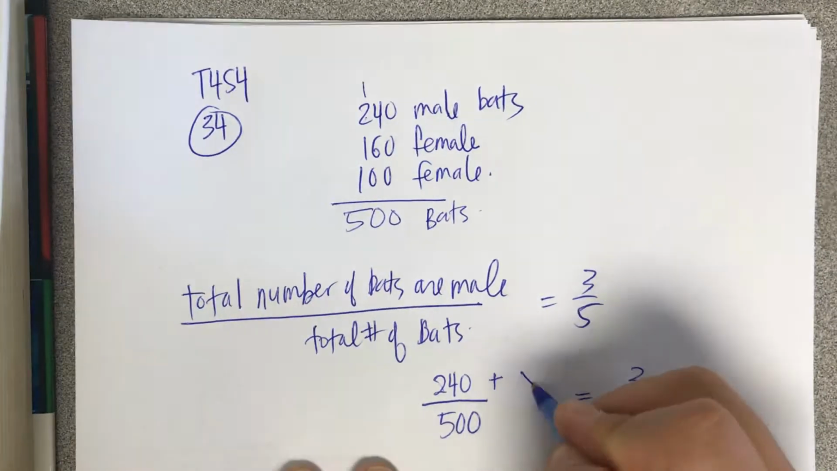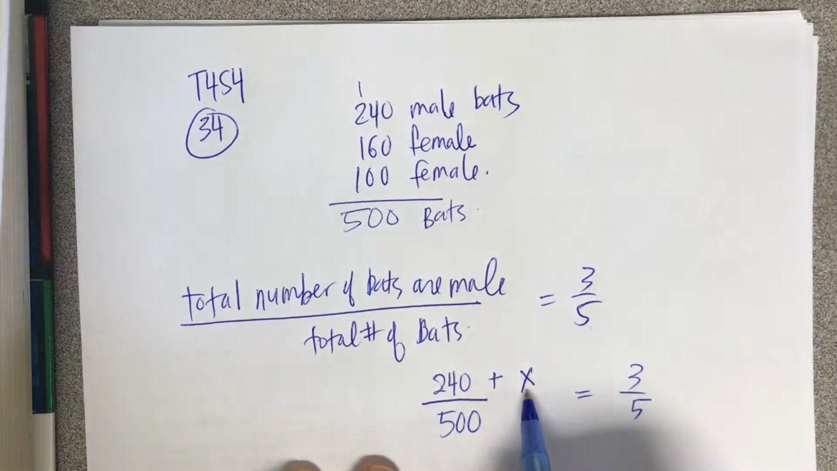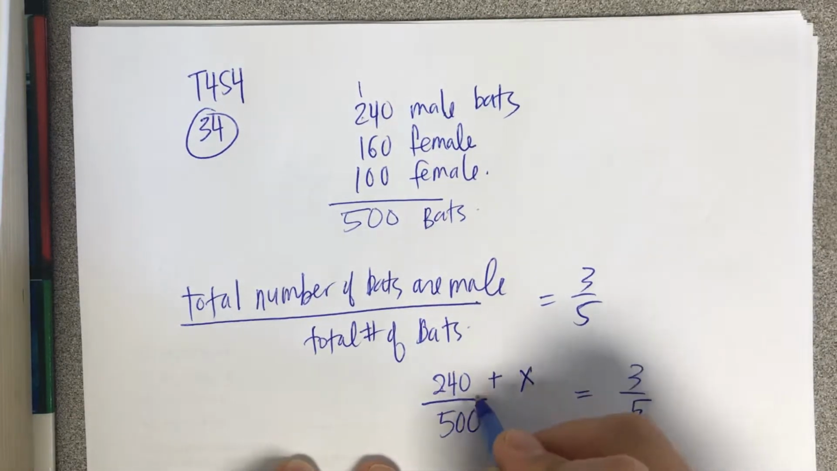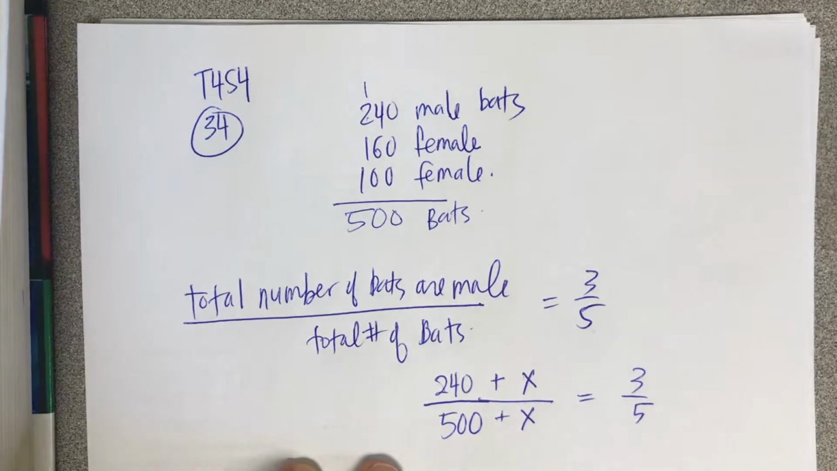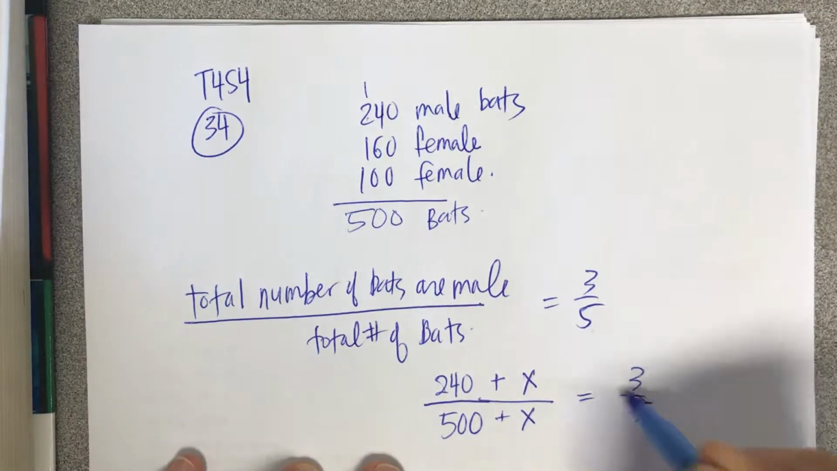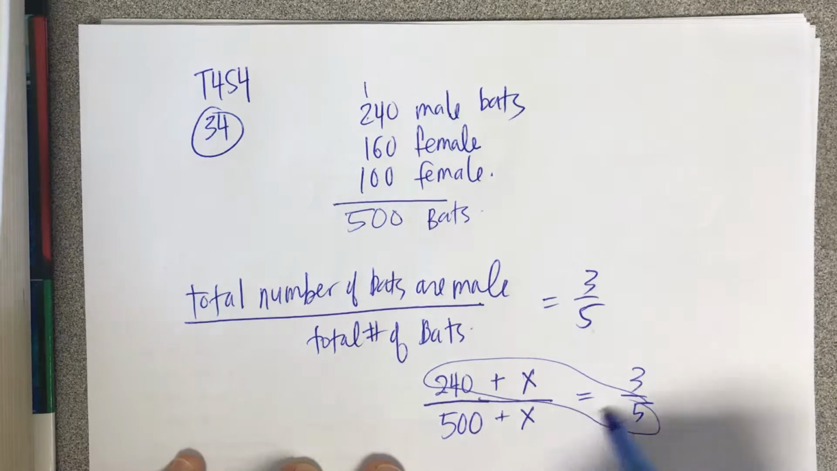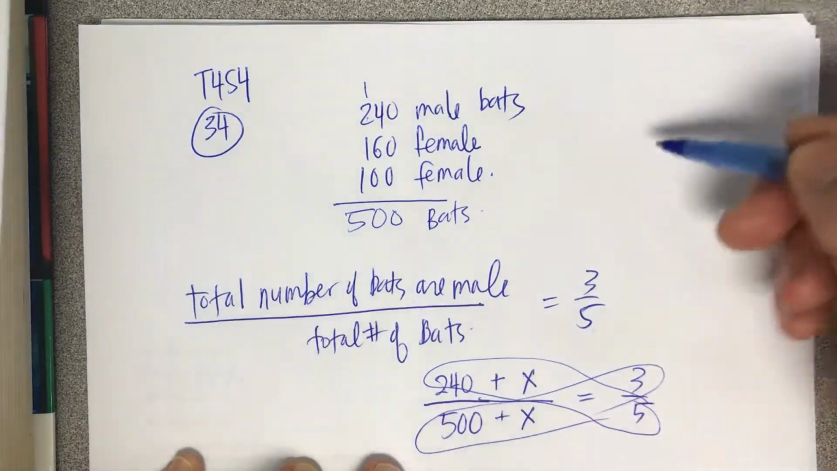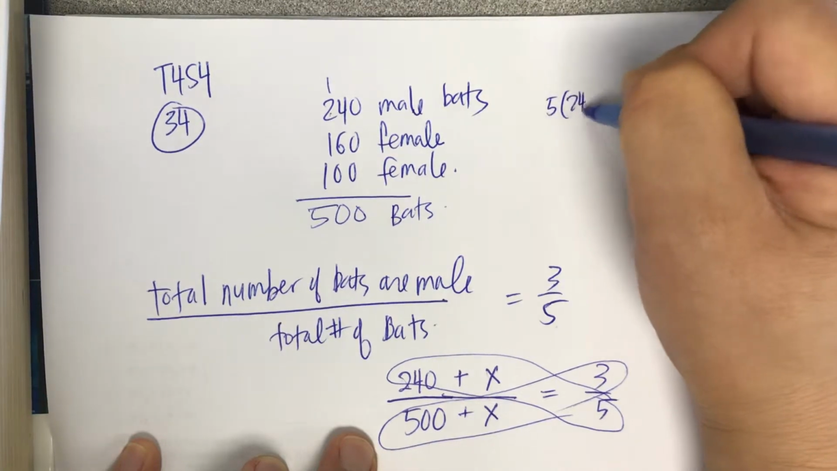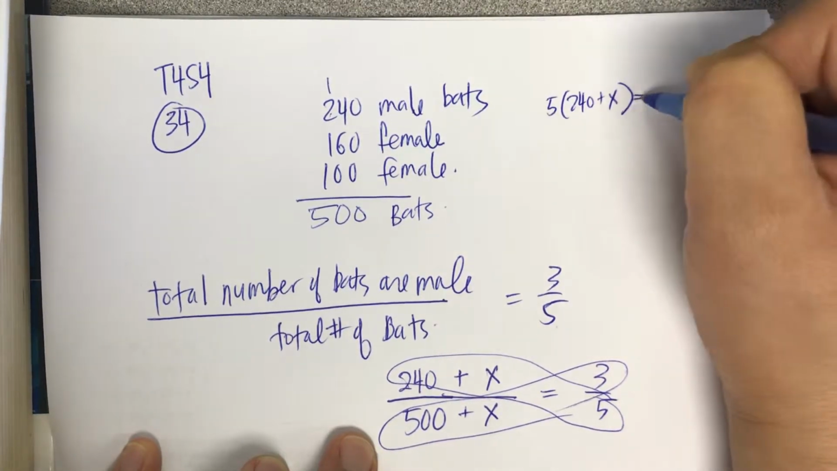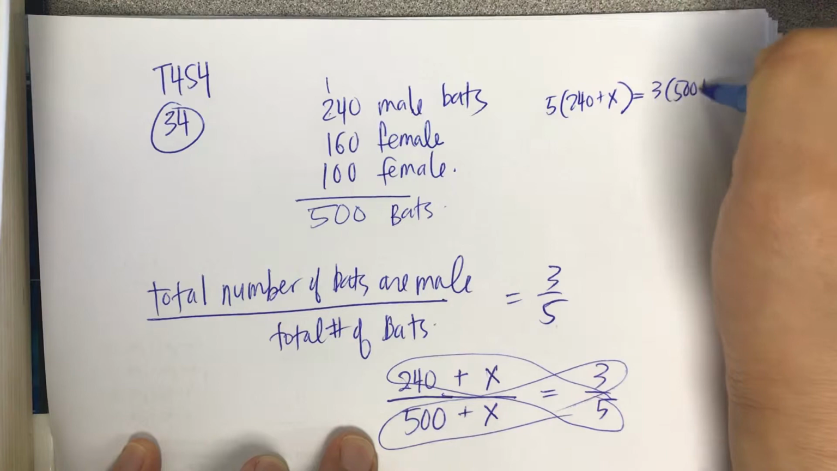So I'm going to have to add X here, and if I add that to the males, I have to add it to the end total. So I've got to put plus X here. Okay, from here, I'm just going to cross multiply. Okay, and I'm going to take this multiplication up here, okay? So it's going to be 5 times 240 plus X equals 3 times 500 plus X.